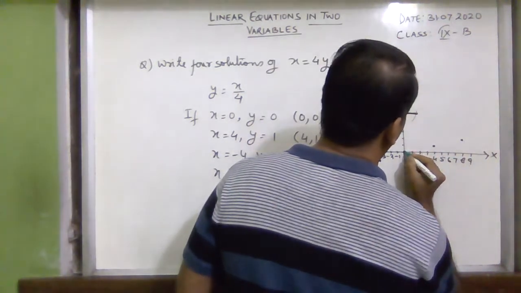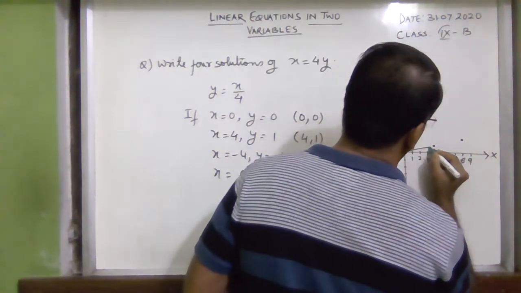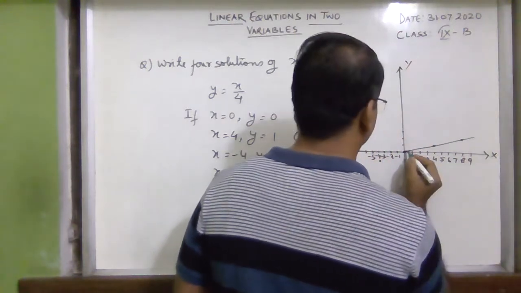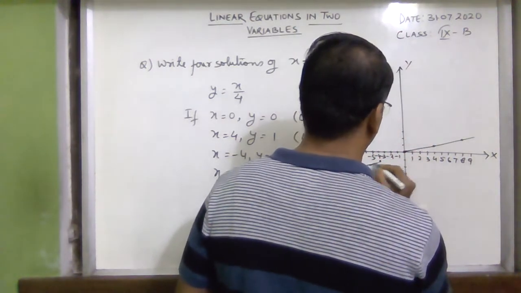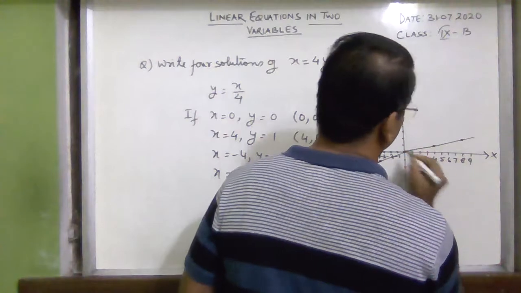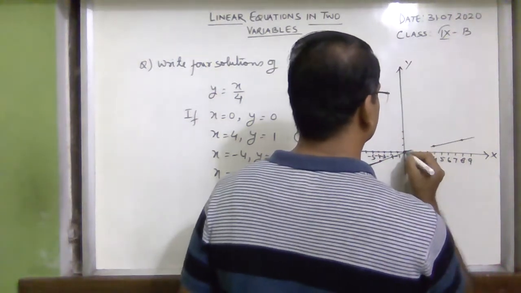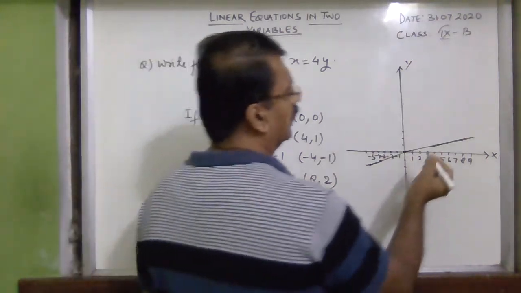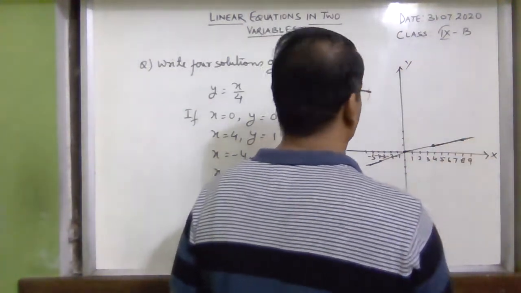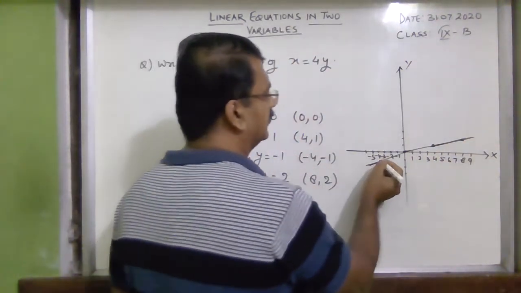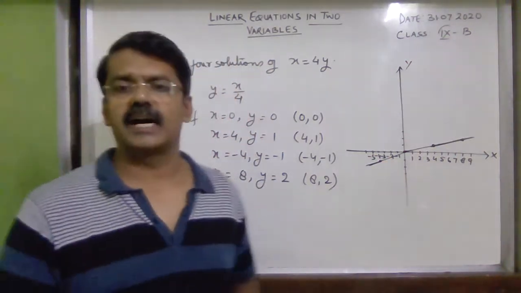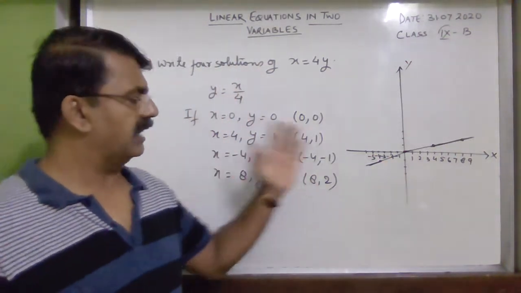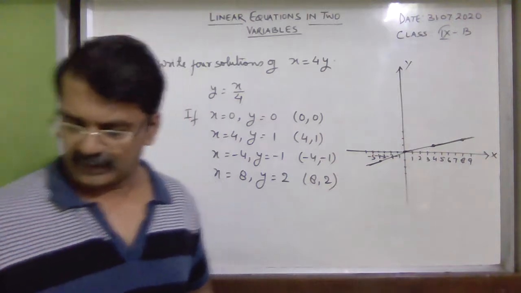And now if you draw the graph, you will see it will be a straight line. Okay, this shows that this is a linear equation. The graph will be a straight line. Clear?